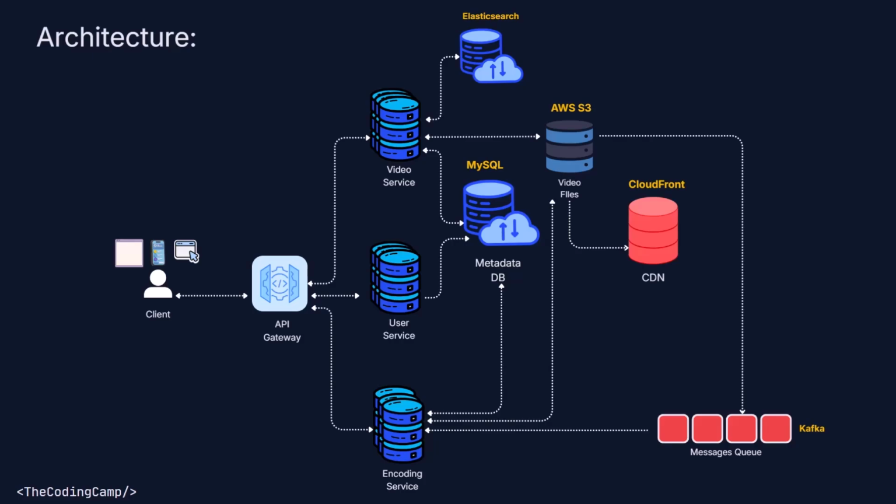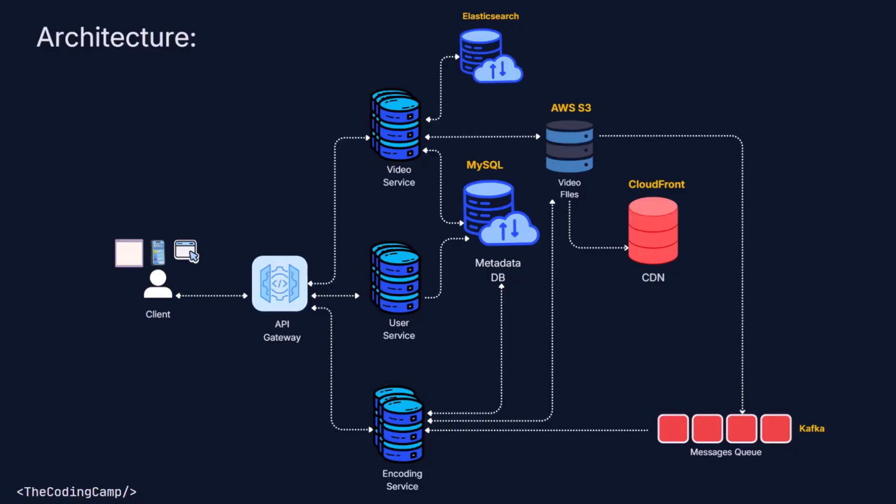Uploaded videos arrive in many formats and users have different internet speeds. When a video is uploaded and stored in S3, a video encoding task is created and sent to Kafka. The encoding service then consumes the tasks from Kafka and starts the encoding process. Multiple resolutions of the video are generated and stored again in S3.